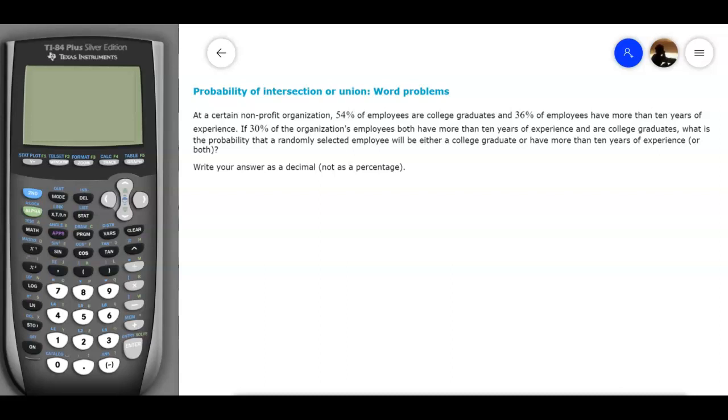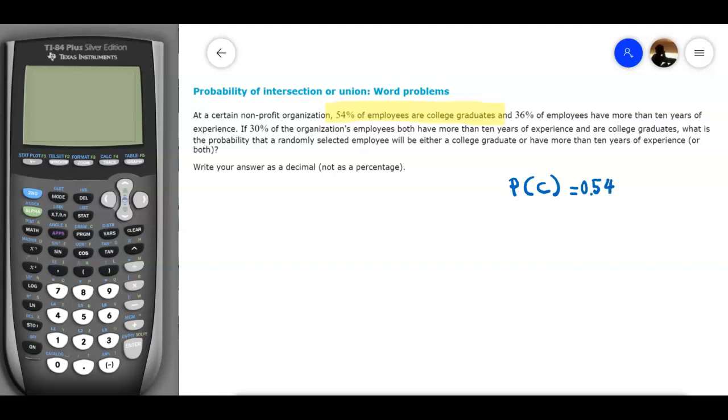All right, so this is a probability problem that involves intersections and unions. The problem starts with an organization where 54% of the employees have a college degree. So I'm going to call this the probability of C, which is a college degree, and it's going to be 54%. I can write it down as 0.54.